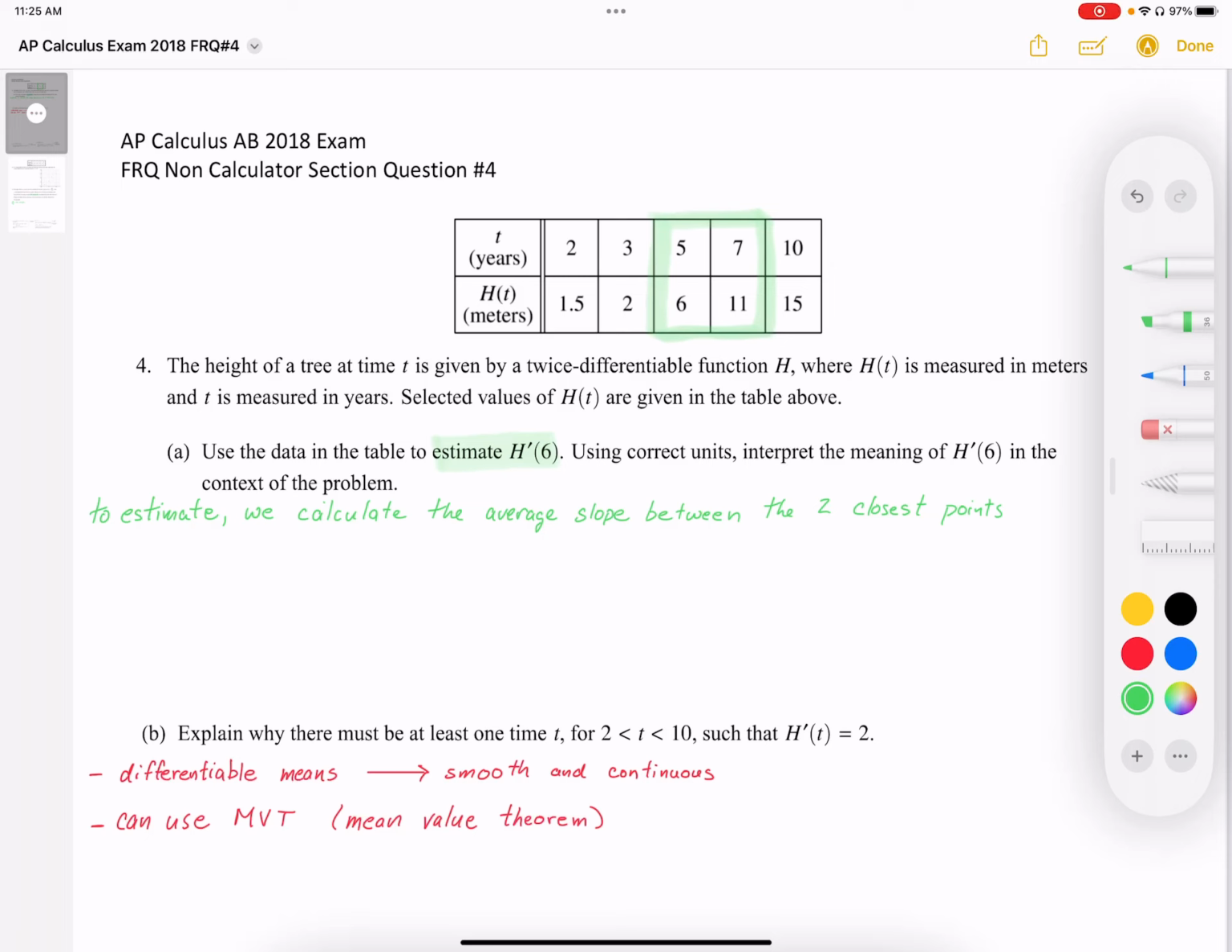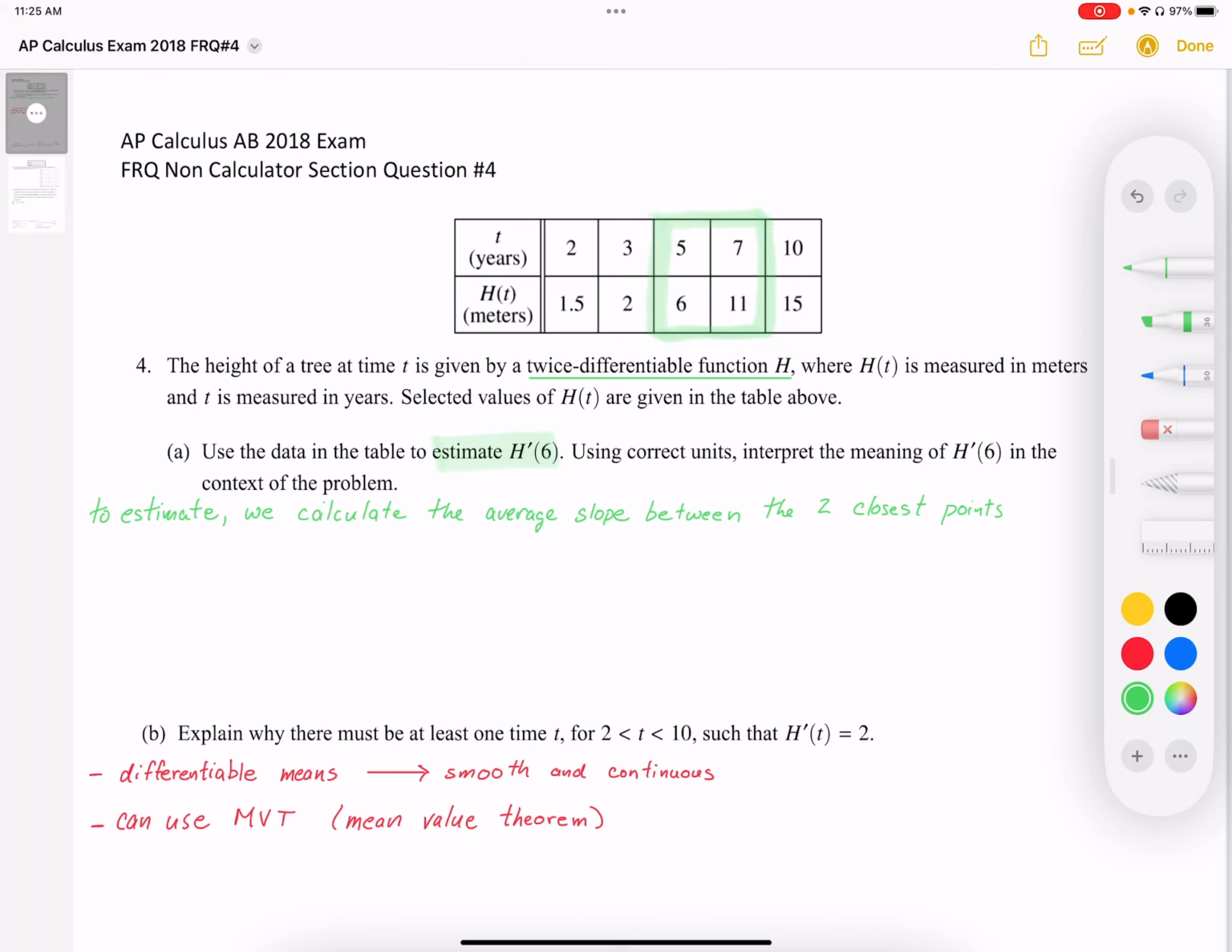Free response question number 4 says the height of a tree at time t is given by a twice differentiable, and that's important, twice differentiable function h, where h of t is measured in meters and t is measured in years, and selected values of h of t are given in the table above. Part A says, use the data in the table to estimate h prime at 6.